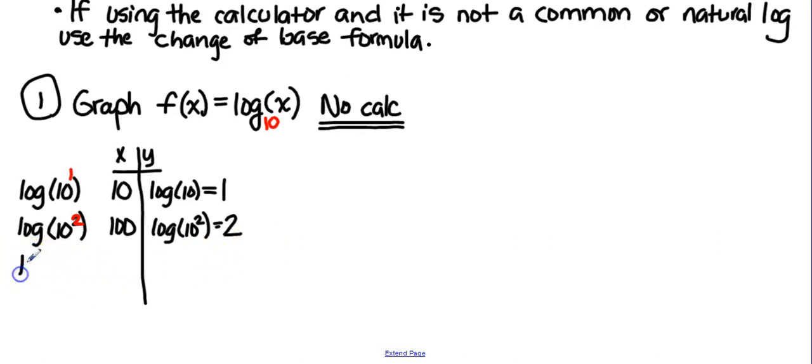We can also consider log of 10 to the negative 1, where recalling our exponent properties, 10 to the negative 1 is 1/10, so super close to 0, but not exactly 0. Log base 10 of 10 would cancel, leaving behind negative 1.